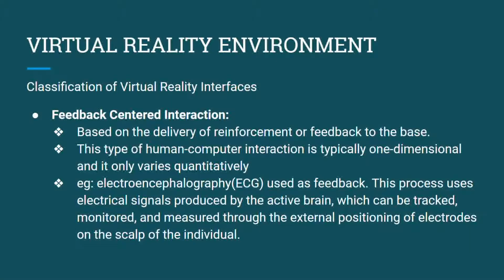Next is classification of virtual reality interfaces. First is the feedback-centered interaction. So basically it's a one-way thing. It's like one dimensional. The machine is getting the feedback and showing it as it is. The example is ECG machines. They take the signals from our body, track those, and show them on the machine as a zigzag with exact signals.